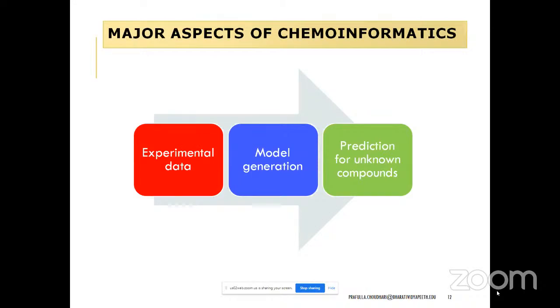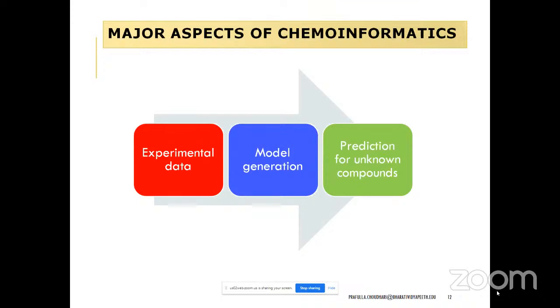Now, when you see a major aspect of chemoinformatics, what exactly has chemoinformatics been combined with? Chemoinformatics has been distributed into three different parts: the experimental data, model generation, and prediction of the unknown compound. Now, why are these three the pillars of chemoinformatics? Because chemoinformatics is nothing but transforming chemical knowledge, or chemical know-how, into computational language. For transformation of this chemical information, we require large true experimental data, so that the predictive models can be generated, and these models can be used for the prediction of the unknown compound.